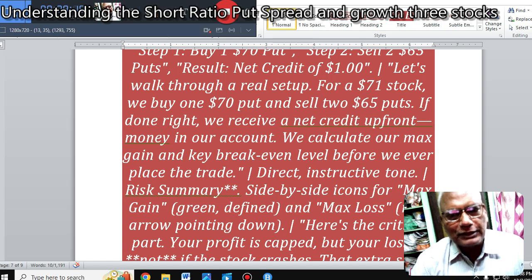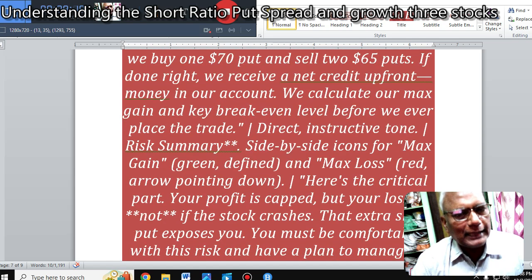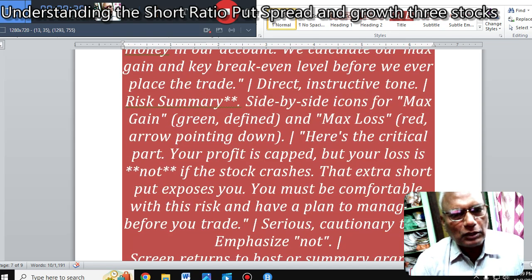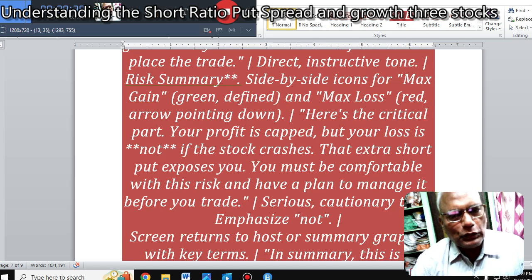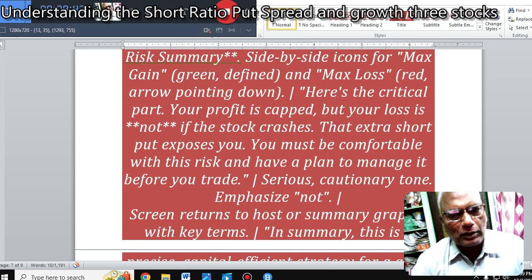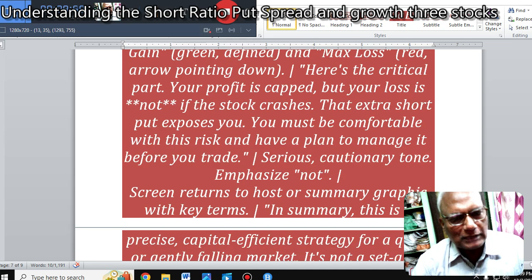Direct, instructive tone. Gain green, define maximum loss, red arrow pointing down. Here is the critical part. Your profit is capped but your loss is not. If the stock crosses that extra short put exposure, you must be comfortable with this risk and have a plan to manage it before you trade. Seriously. Cautionary tone.